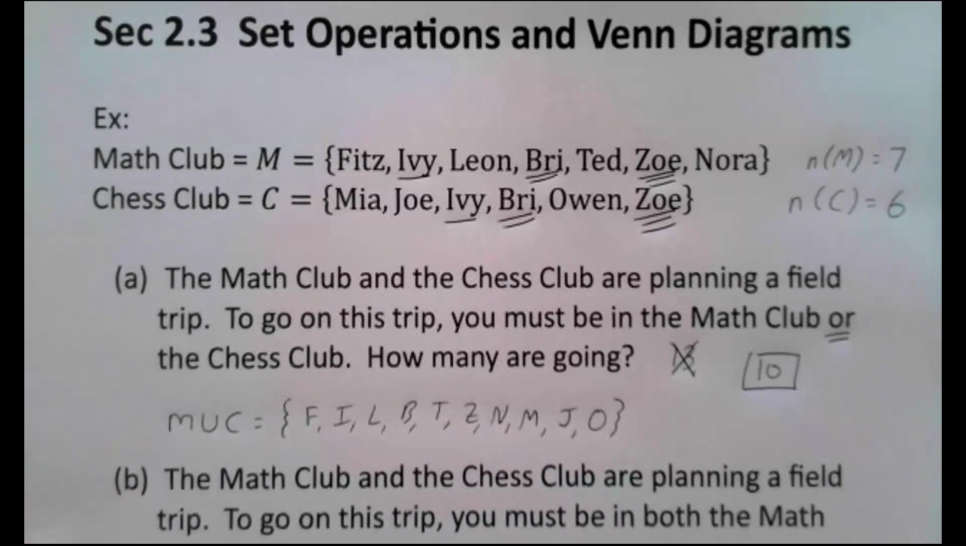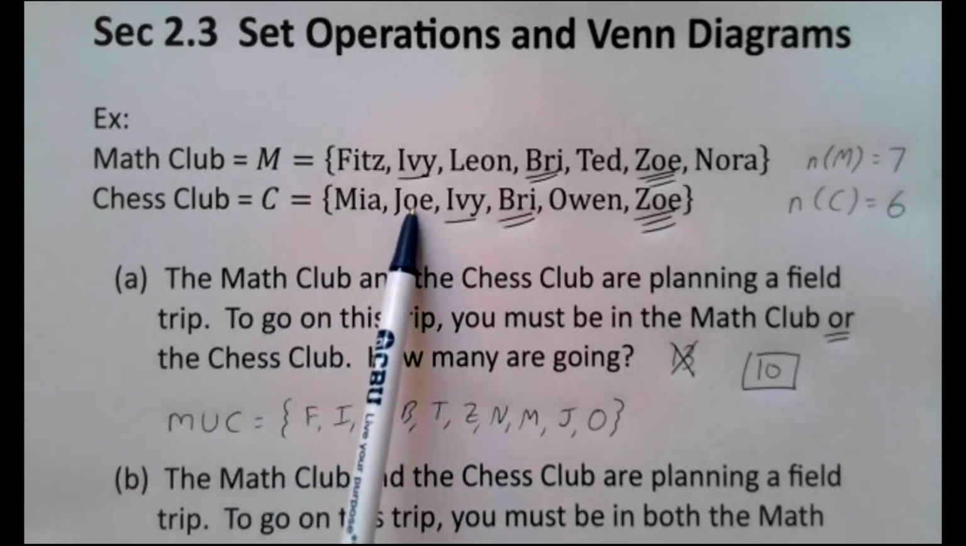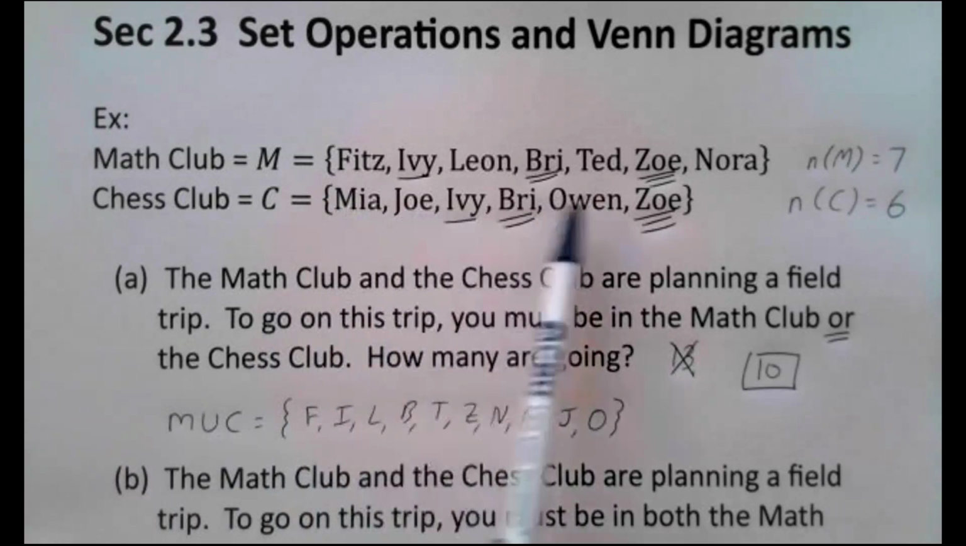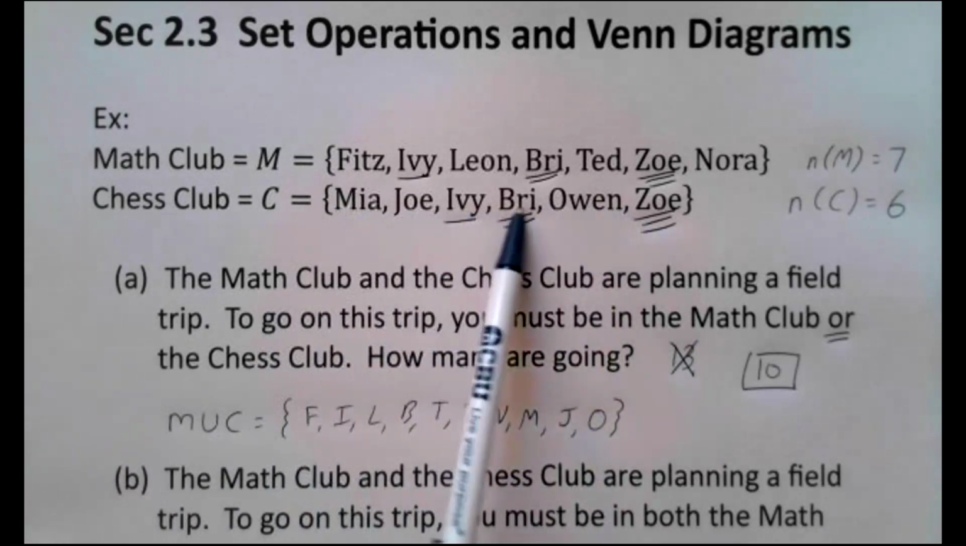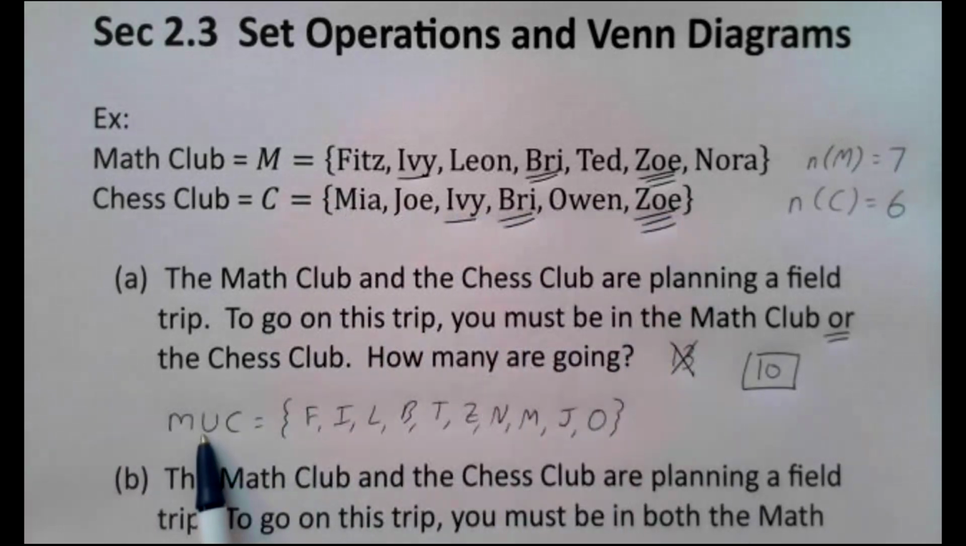Even though 7 plus 6 is 13, you don't want to count people twice. It's the 7 in the math club plus these other 3 that were not accounted for yet. And there's no reason to count these 3 again, Ivy, Bree, and Zoe. So that's called the union of the 2 sets. To get into the union of the 2 sets, you just have to be in one or the other. You might be in both, that's fine, but you just have to be in one or the other.